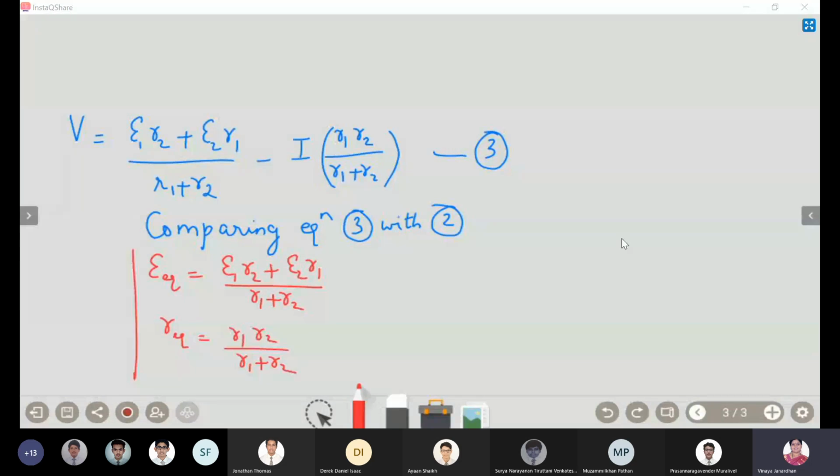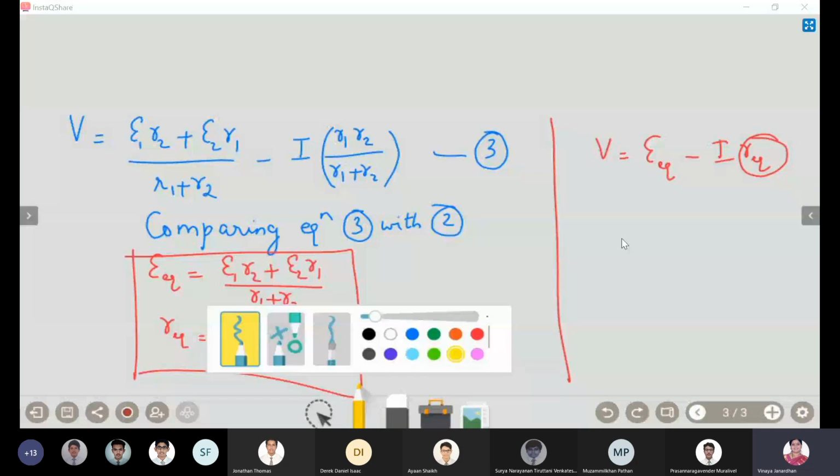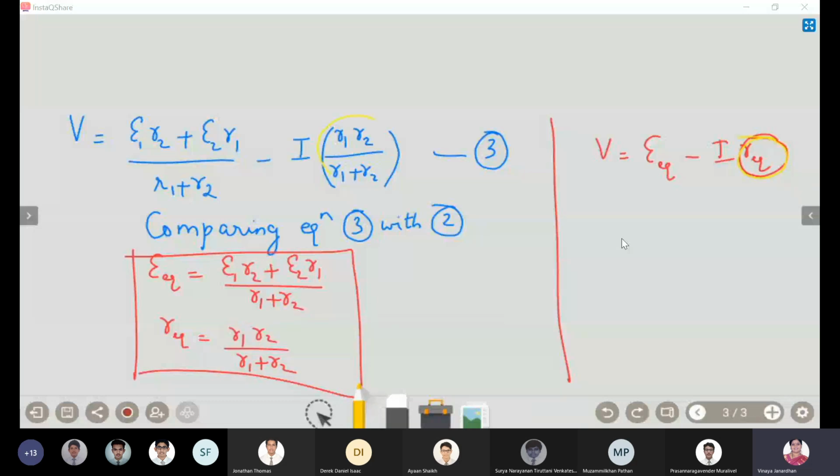Shall I write equation 2 over here, boys? What was equation 2? E equivalent minus I into R equivalent. So this is over here, and this is E equivalent. Is that fine? That's it. Is this fine, boys? Yes, ma'am.